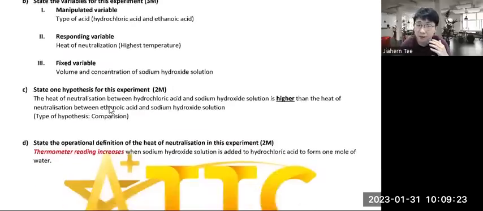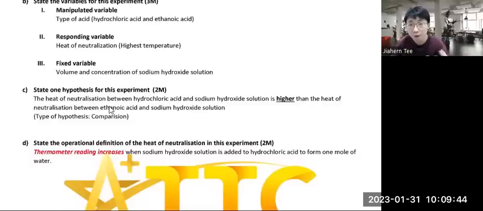Then next moving on is the hypothesis. What is a hypothesis? In general terms, a hypothesis is an early prediction, or we can call it a smart guess. You are trying to predict the future, to predict the result. But of course in a logical way. Not to say you predict and then you predict something out of the experiment.